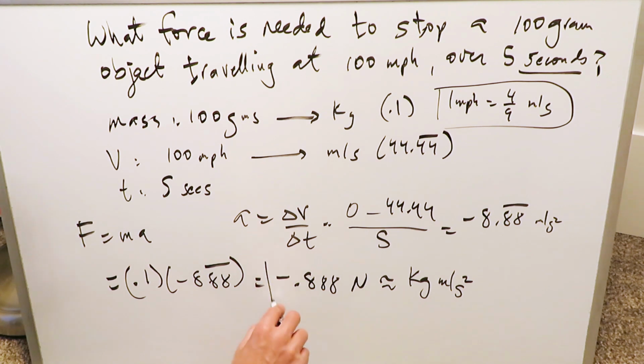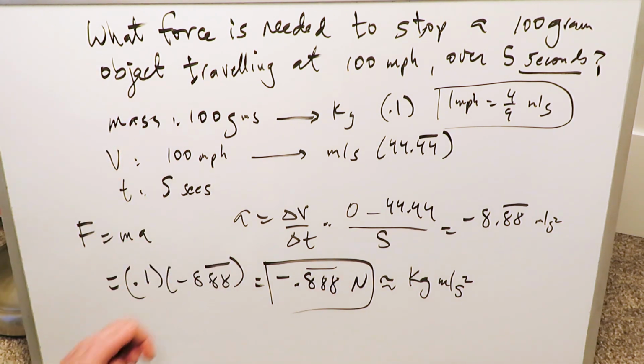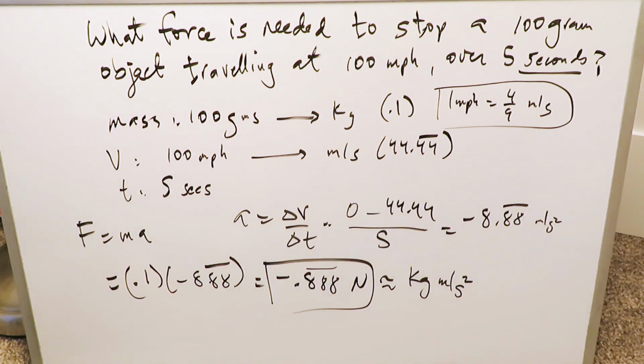Now the most important part over here, when you're looking at minus 0.888 repeating newtons, is the force needed to stop this object having these characteristics: it's 100 grams traveling at 100 miles per hour and it's stopping over 5 seconds. What does this minus indicate? The object is moving in this direction. You need an opposing force. Hence, in terms of the direction of the vectors, it must be minus because it's opposing a moving object. In terms of the directions, they have different vectors. The object would be a positive vector, and the force opposing it would be a negative vector because the direction is opposing that object.